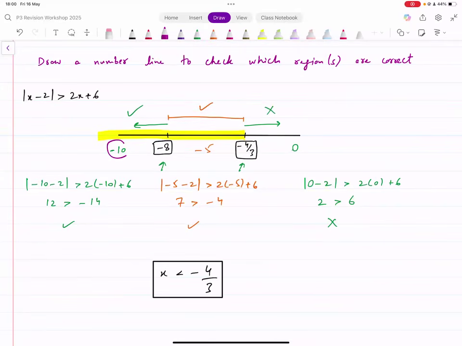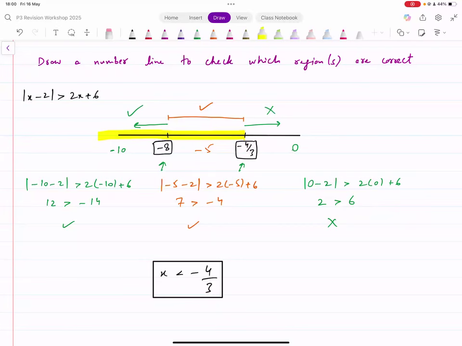When we input minus 10, that gives us 12 greater than minus 14. That is correct. So that means the region on the left side is correct. In the middle, we had minus 5. We input that in the inequality, and that also turns out to be correct. We're getting 7 greater than minus 4 from that. That's also correct. And on the right side, we tried 0, and that gave us 2 greater than 6, which is incorrect. So the region on the right side is incorrect.